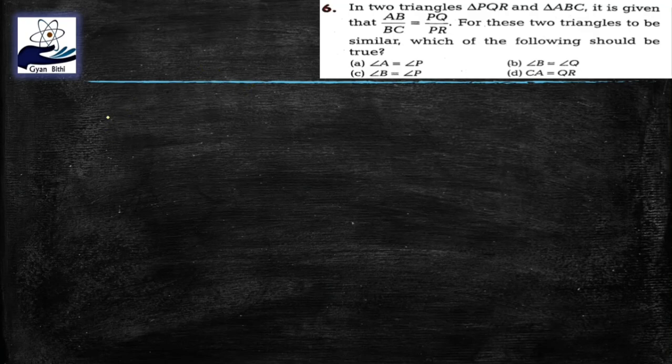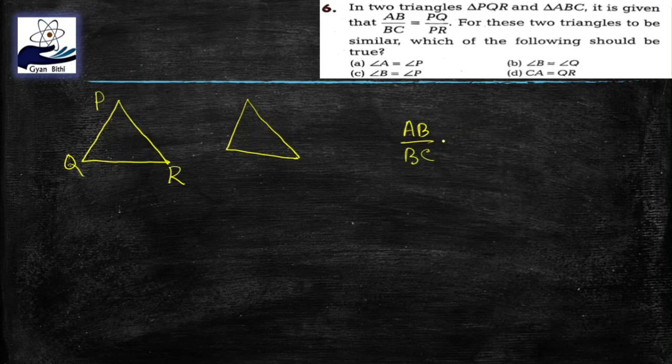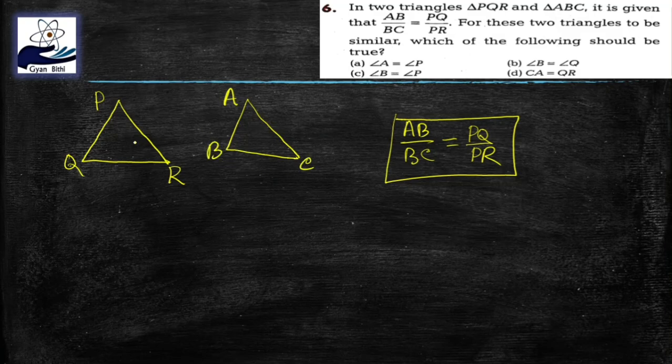So let us draw that triangle according to the ratio which is given. Suppose I am drawing this triangle as PQR, then this triangle I will write as ABC. AB by BC is equal to PQ by PR is given. Just check, AB by BC is the same as PQ by QR. Is it true? No. It should be PQ by PR.